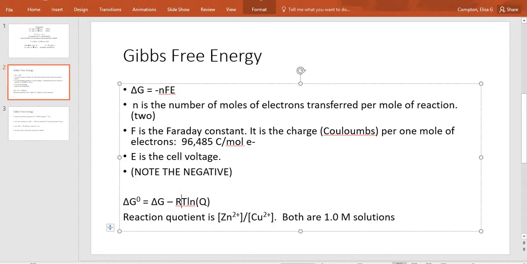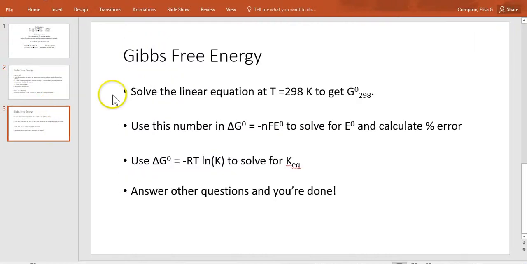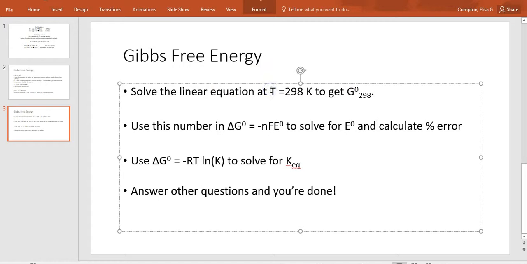So what am I going to do now that I have this linear equation? Well, when I have the linear equation, I can set this up, and I want to solve that for the standard temperature at 298 K so that I can get G0 at 298. Once I have G0, then I can use that in my same Gibbs free energy equation from earlier to solve for E0 at 298, and I will calculate the percent error in my cell voltage. Don't be too concerned about the number, but make sure you use it.